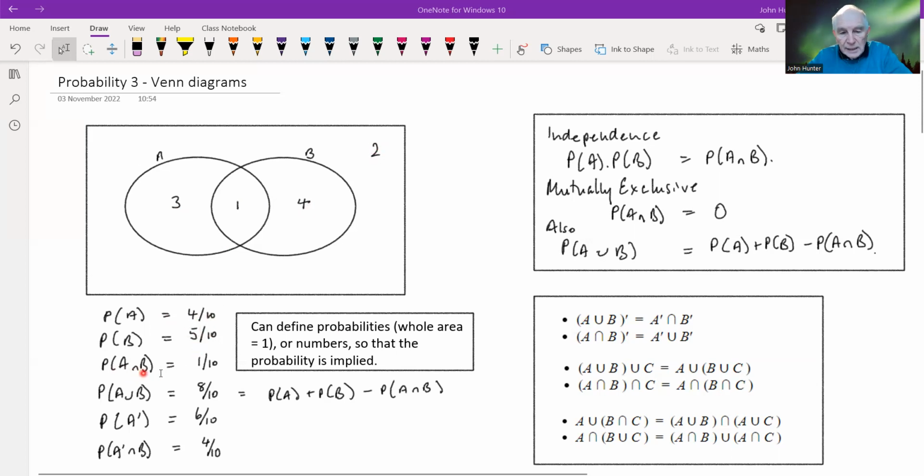Probability of A intersection B is the probability of both A and B happening. We will have an event which satisfies both A and B. Well, that's this space in the middle here. That's the intersection. That's just 1, so that's 1 tenth. A union B is what happens when we put all these spaces together. 3 add 1 add 4, that's 8 tenths.